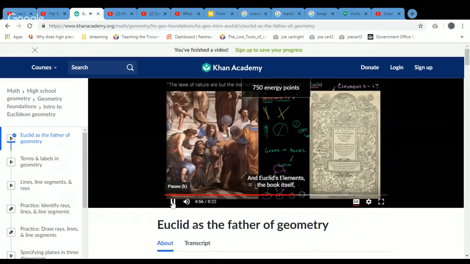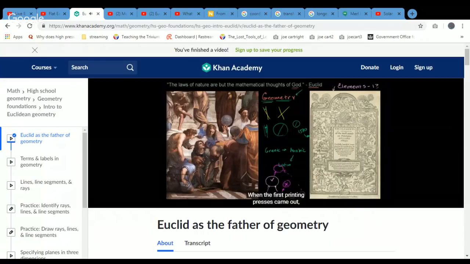Elements, the book itself, was the second most printed book in the Western world after the Bible. This is a math textbook. It was second only to the Bible. When the first printing presses came out, they said, okay, let's print the Bible. What do we print next? Let's print Euclid's Elements.